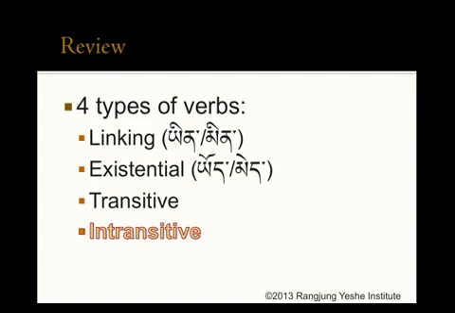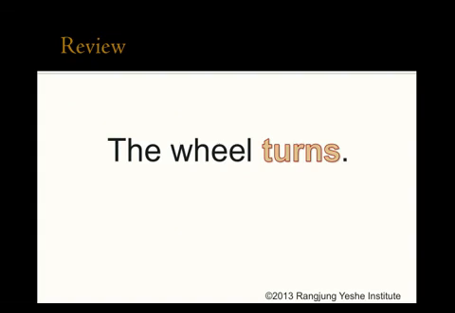Intransitive verbs, on the other hand, have an agent that does not act on an object different from itself. For example, the wheel turns. Here, the verb turns doesn't take an object. The subject, the wheel, doesn't act on anything else. The wheel isn't turning something else, it's simply turning.